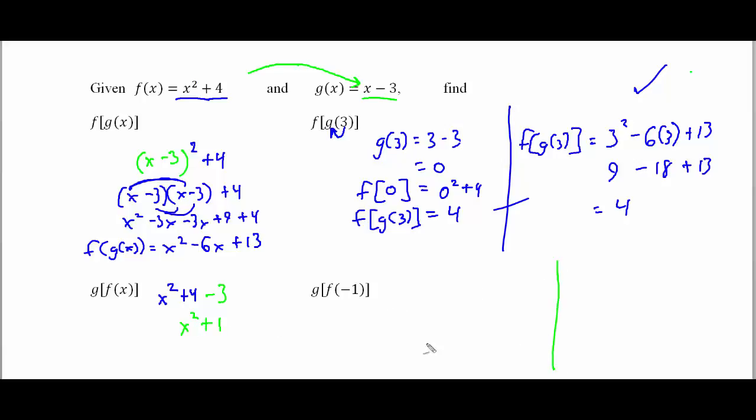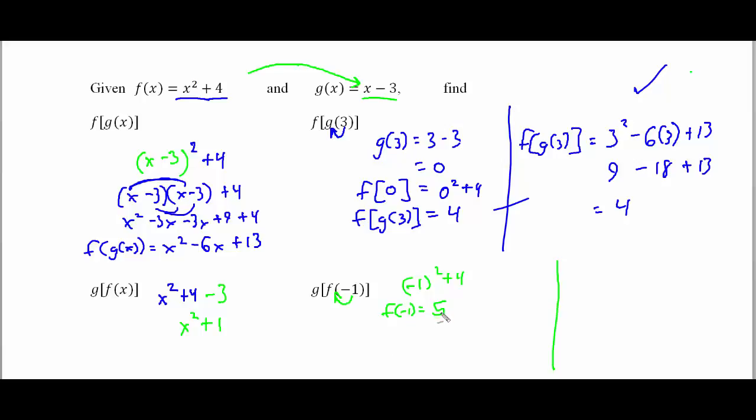Now again, there's two ways you can do this problem. The one way you can do the problem is plug the negative 1 into f. So you have negative 1 squared plus 4. Negative 1 squared plus 4 is going to be 5. So that is my f of negative 1 is equal to 5.